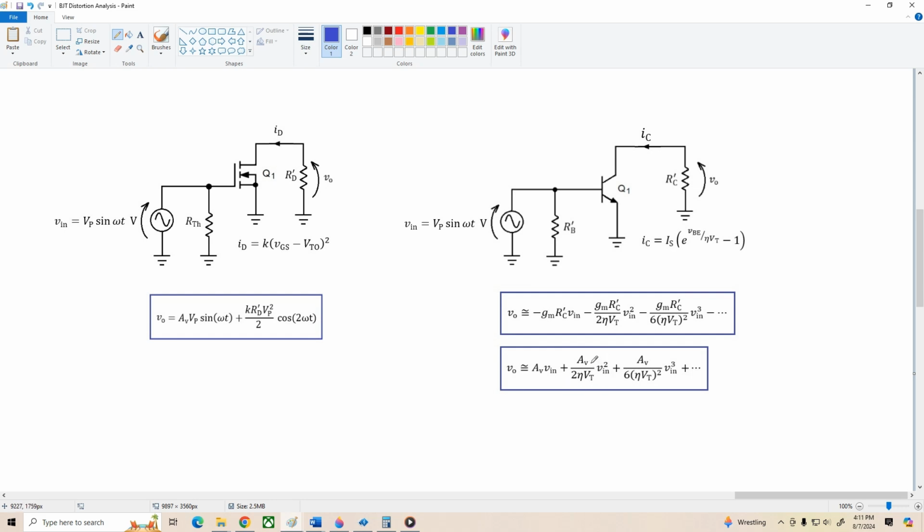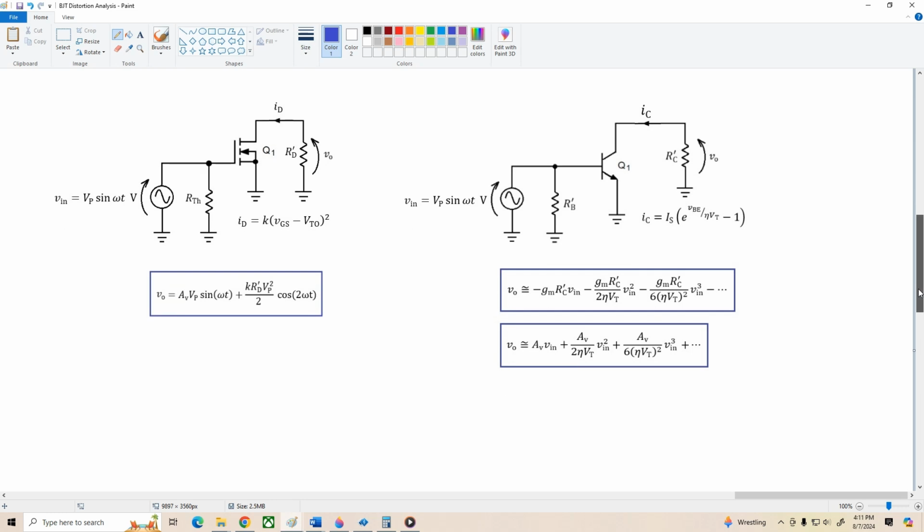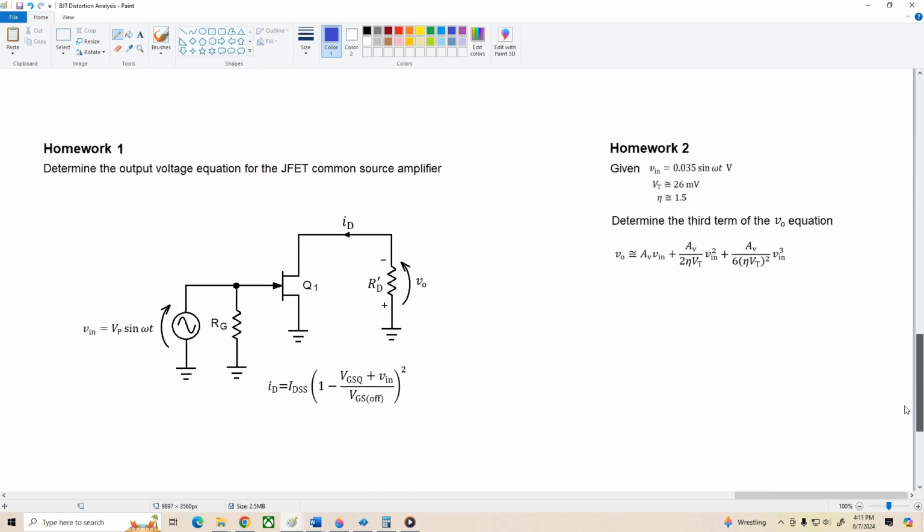And that pretty much wraps up today's video. I do want to leave you guys with a homework problem or two. I haven't done that for a while, so I figured, what the heck, why not? Assignment number 1, I'd like you guys to derive the output voltage equation for the JFET common source amplifier using a sinusoidal input, and see what you get for that. It's a little tougher problem, but I think you guys can handle it.